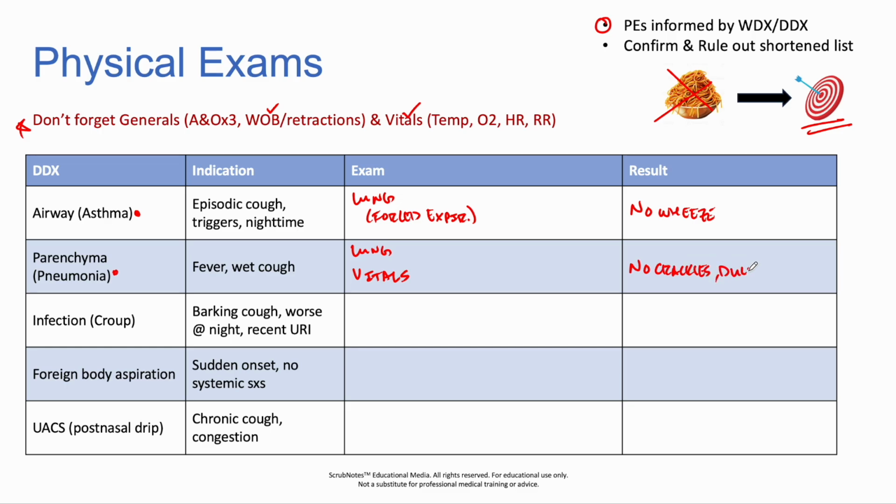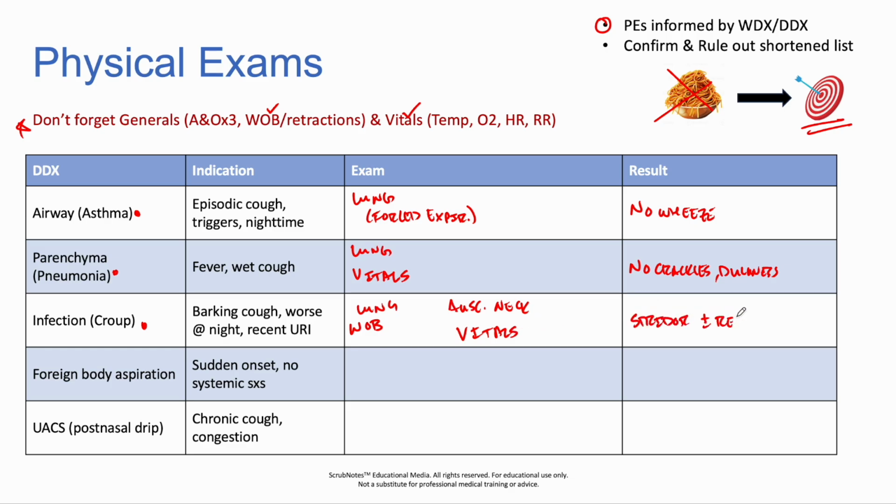If there was infection, maybe croup, there'd be a barking cough, it's worse at night, and maybe a recent upper respiratory infection. So we definitely want to check lungs, listening for stridor, and look at those accessory muscles for breathing. You'd want to auscultate the neck, and of course check vitals. For our patient, let's say there was stridor and plus or minus some retractions.